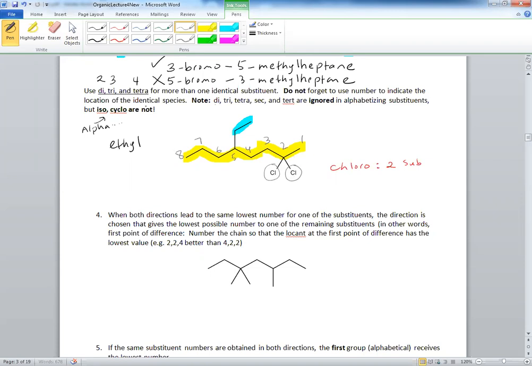Now, when I say about the di, tri, and also here, do not forget to use the number to indicate the location of identical species. This is what I mean. When you start naming this, you might be inclined to say, okay, 2-dichloro. No, you have to include the 2 twice. So that's 2,2-dichloro.